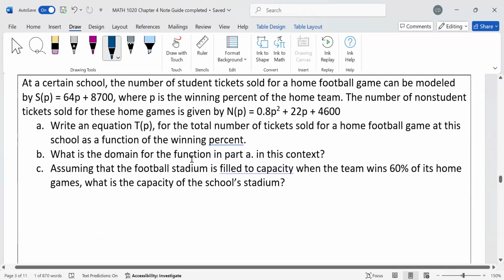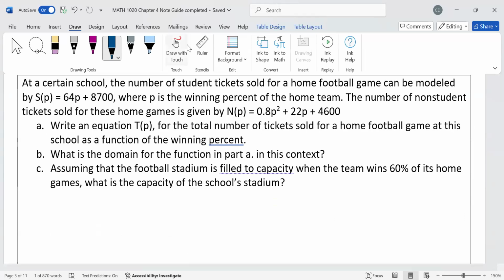At a certain school, the number of tickets sold for a home football game can be modeled by this equation, where P is the winning percent of the home team. The number of non-student tickets sold for this game is given by this equation. So we have a student ticket equation and a non-student ticket equation.